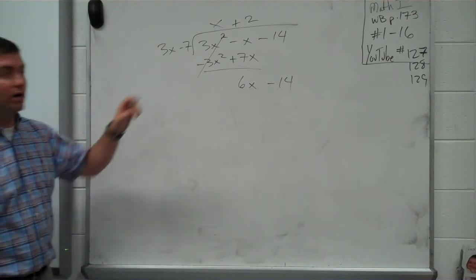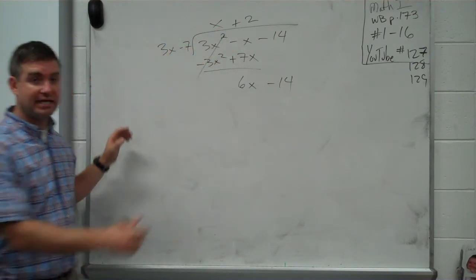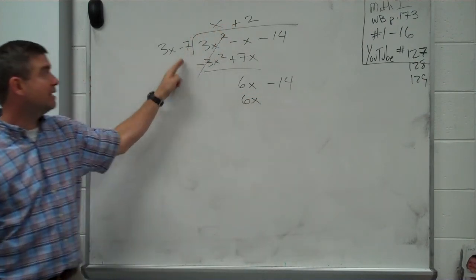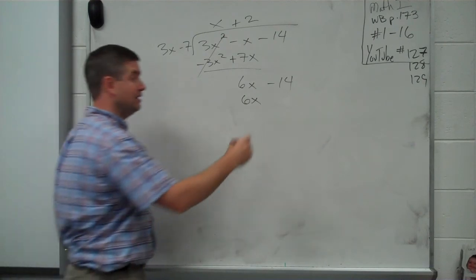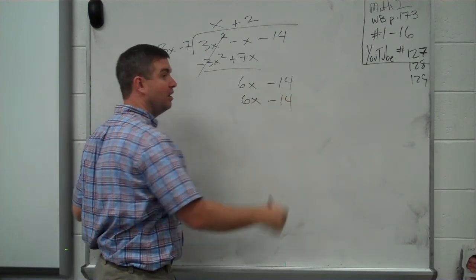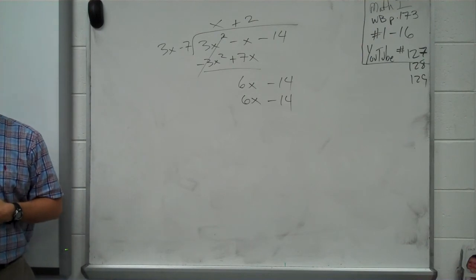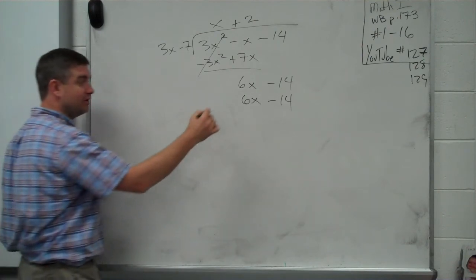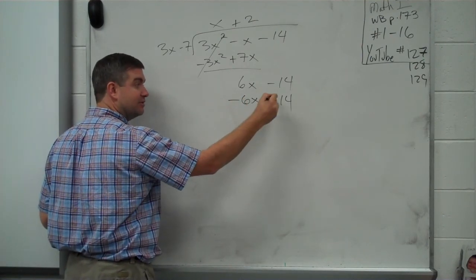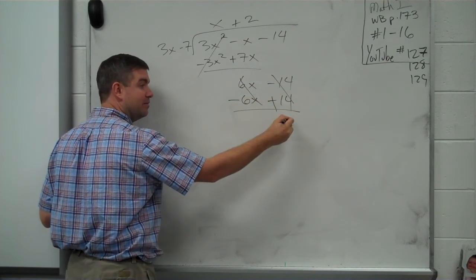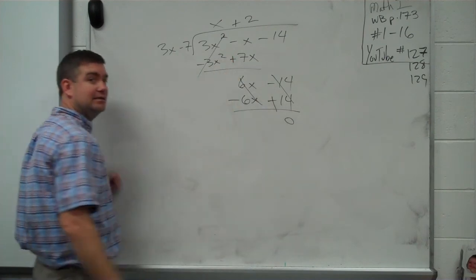Now what? Plus 2 times 3x gives me what? 6x. Plus 2 times negative 7 gives me what? Negative 14. Oh my goodness, look how this is lining up. Is this nice or what? When I turn this into negative and I turn this into positive, then what happens? They cancel out, and what's my remainder? 0. So am I done?